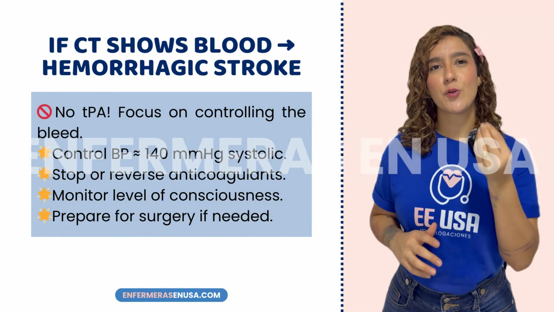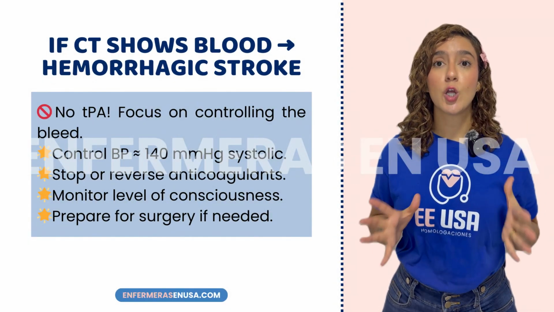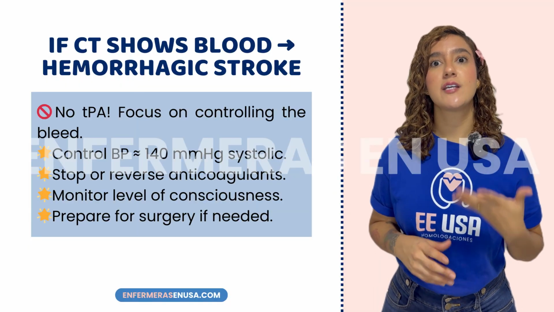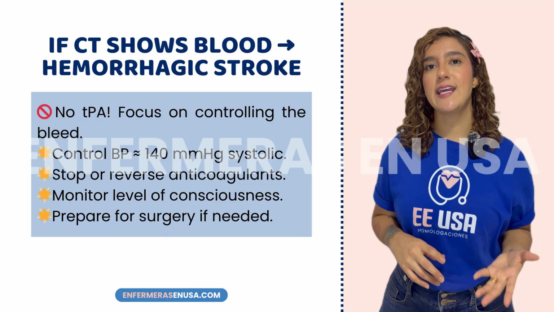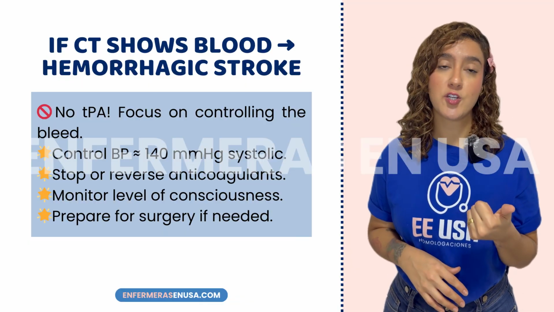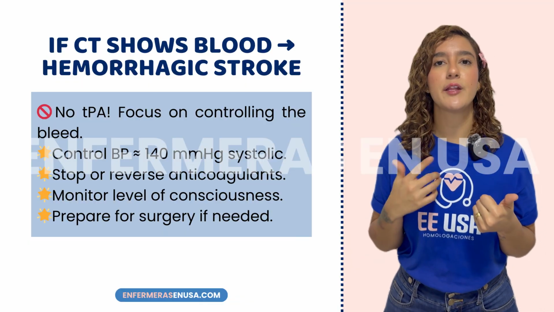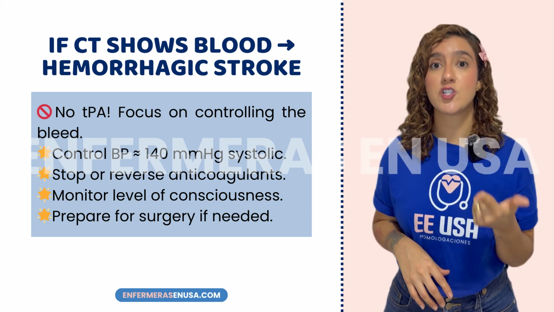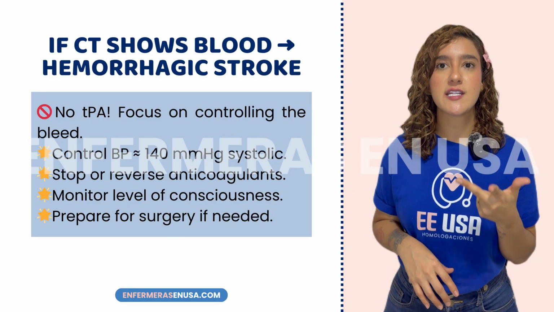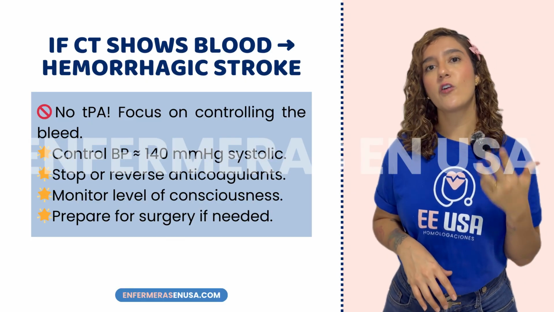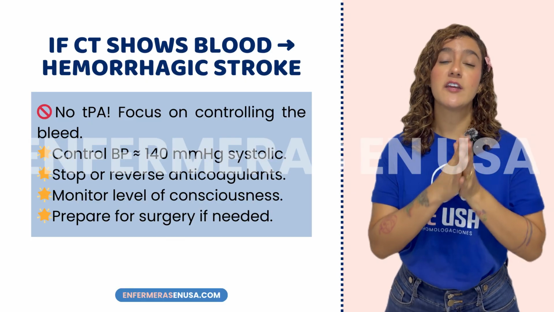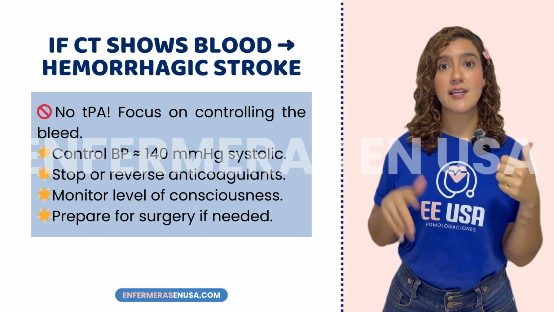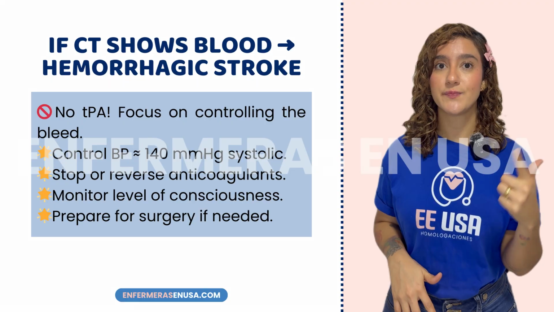What if it's hemorrhagic? If the CT shows blood, no alteplase. Your goal now is to stop the bleeding and protect the brain. The NCLEX key actions are control blood pressure, target around 140 millimeters of mercury systolic, stop or reverse anticoagulants if the patient takes them, monitor consciousness carefully, prepare for possible surgery or drainage if the bleeding is large. A trick: blood, stop alteplase, stop anticoagulants.